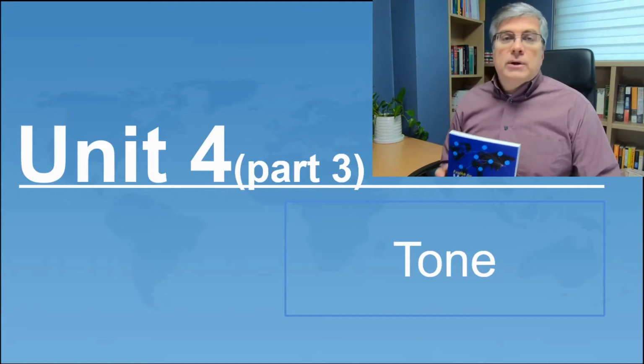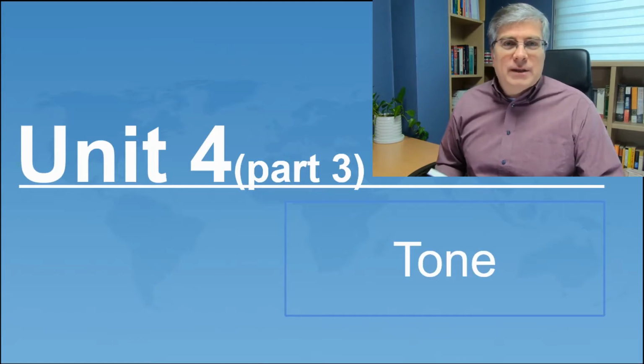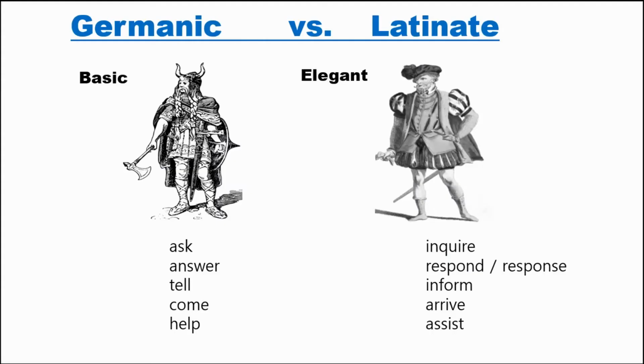Now, Unit 4 is talking about choosing the proper tone when you are writing an email. And I left off in the last lesson talking about the difference between Germanic and Latinate vocabulary in English. So let's continue this theme. Now, as I mentioned in the last part of the last video lesson, there are two main influences or two main sources of vocabulary in the English language. One is German and the other is Latin.